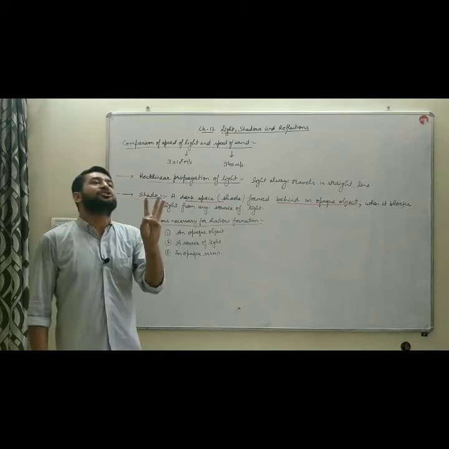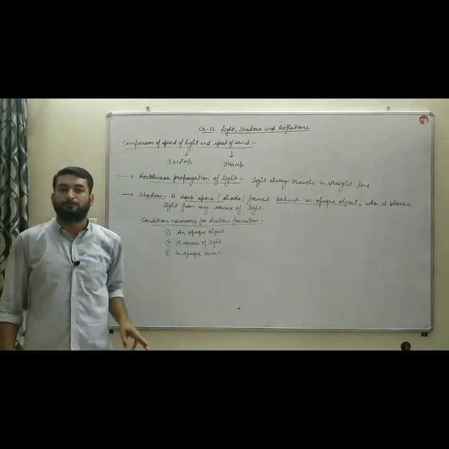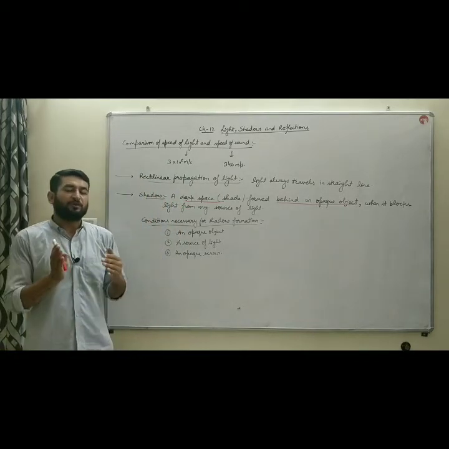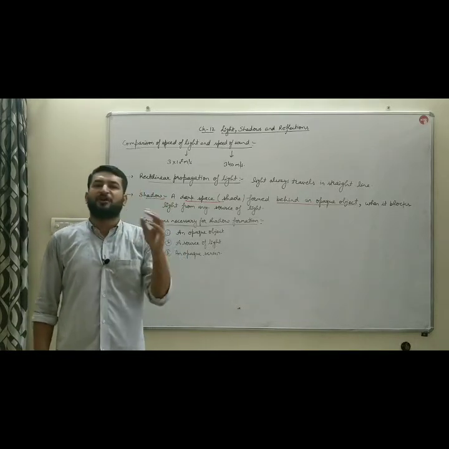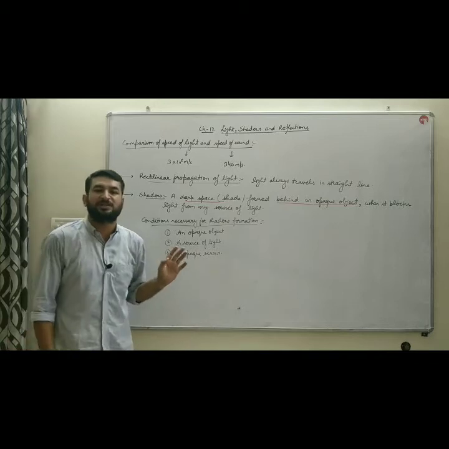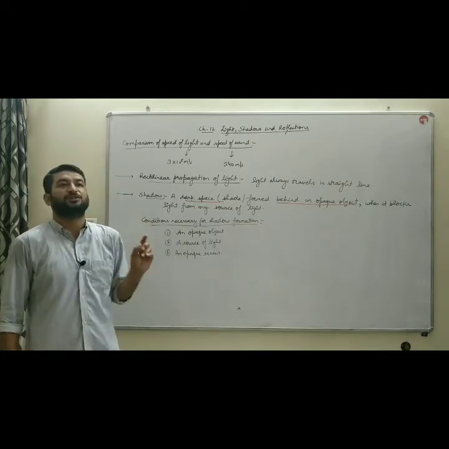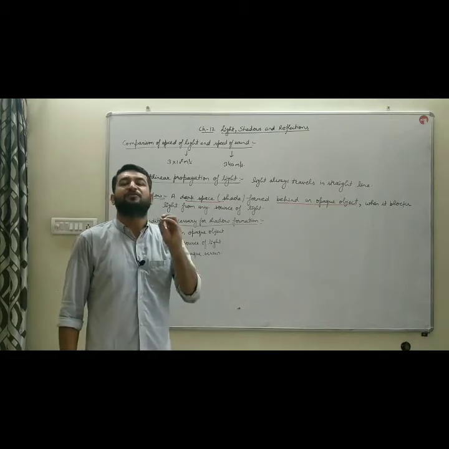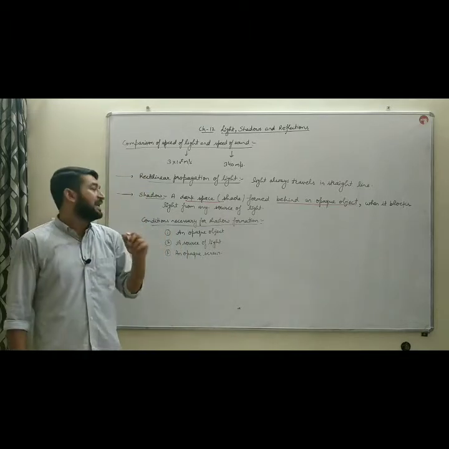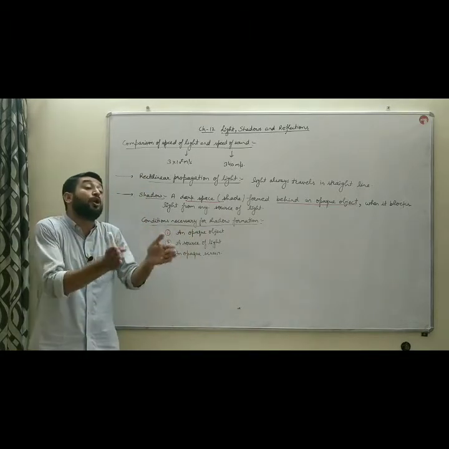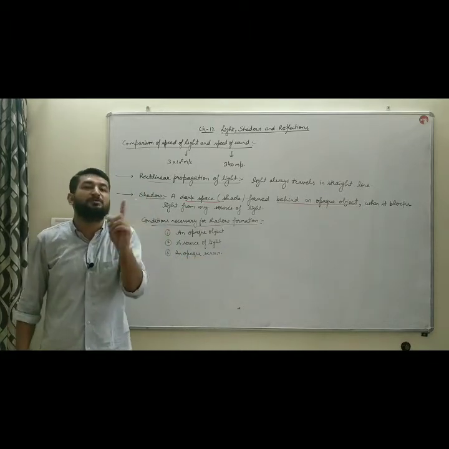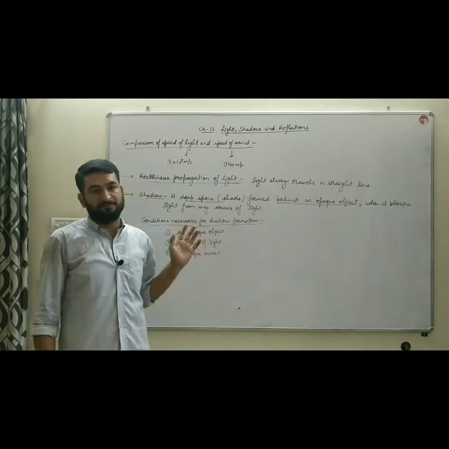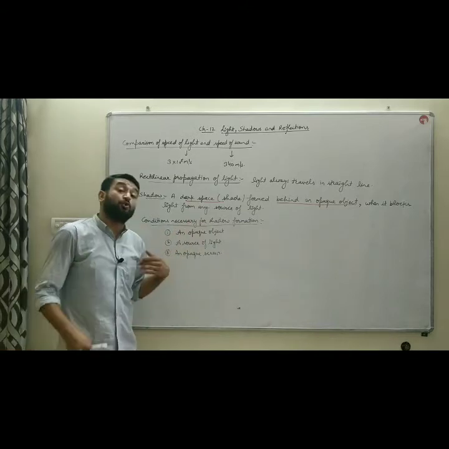There are three conditions required for the formation of shadow. Shadow formation requires three essential conditions. If any one of them is not available, then shadow formation does not take place. So those three essential conditions are: first, an opaque object which blocks the path of light. If you take a transparent object, then no shadow will be formed of a transparent object. Second, a source of light.